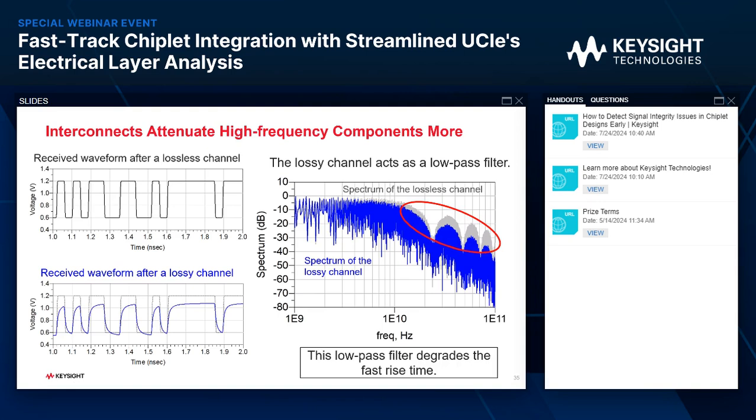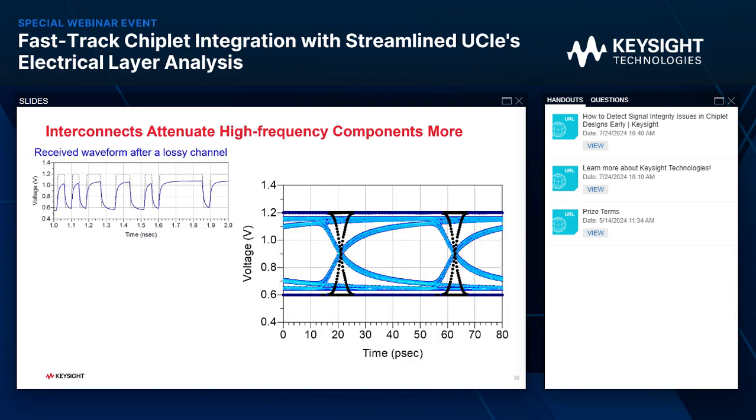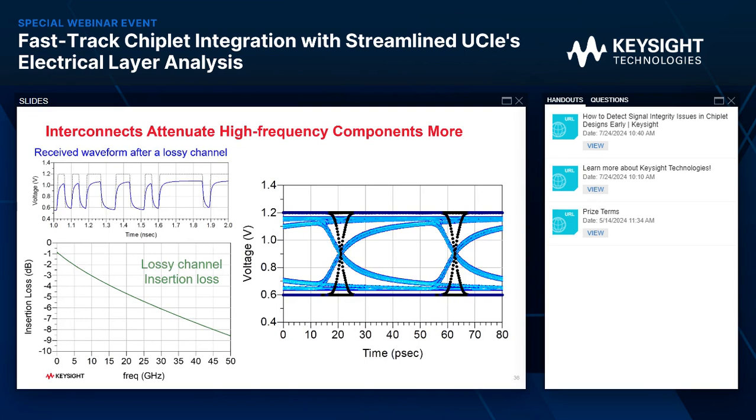Here is a waveform and the eye after a lossy channel. And the channel behavior looks like this. It's a low-pass filter where it attenuates the high frequency a little more and low frequency not as much. Now you might be thinking, if frequency-dependent loss reduces eye height and eye width, what would happen if a frequency-independent loss were to be the channel? That's a very good question.